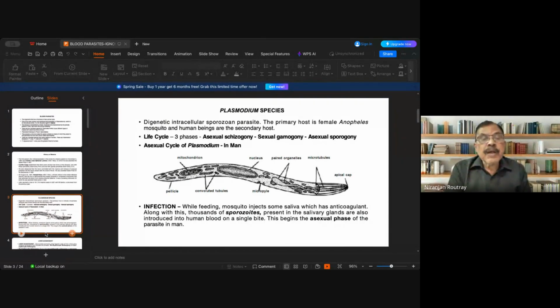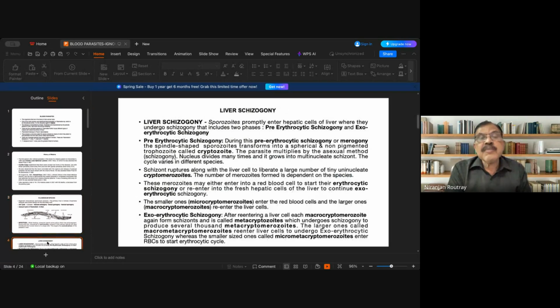So the study of the different stages is very important. It is a bit complicated. What are the stages? You have schizogony, gamogony, and sporogony. These three stages are completed by this parasite, either in the human being or in the mosquito.